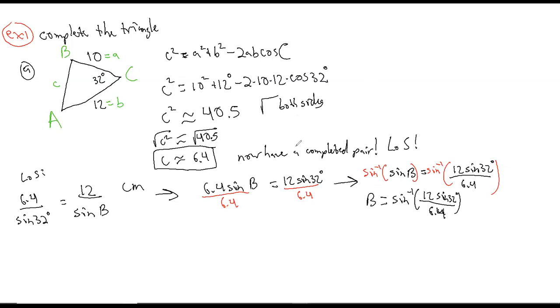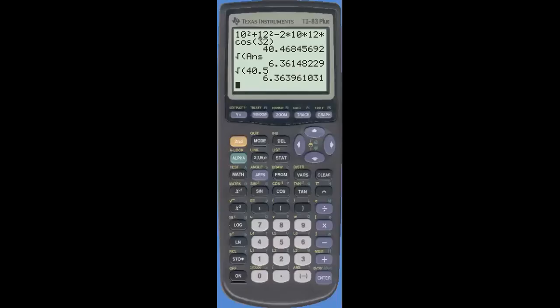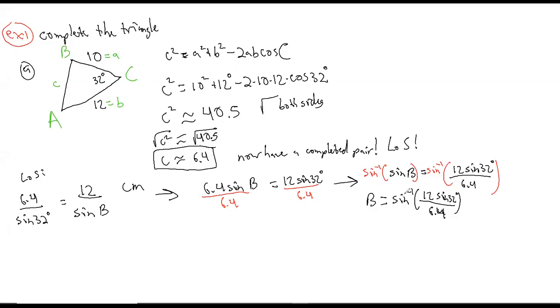Okay, so that's what we're going to have to type in our calculator. Inverse sine, so second sine. 12 times the sine of 32 degrees. Make sure you close your parentheses. Then divide that by the 6.4. Close the parentheses again. Drum roll, rounded to the nearest tenth, that would be 83.5. So angle B is approximately 83.5 degrees.